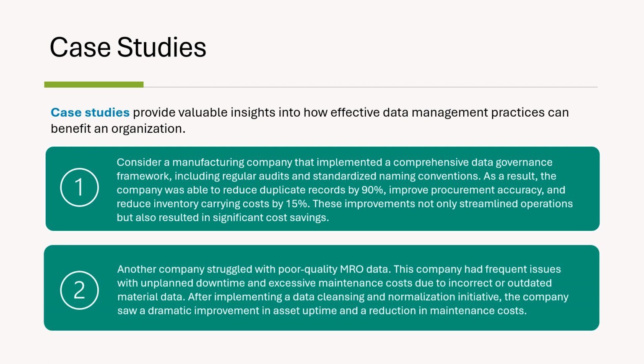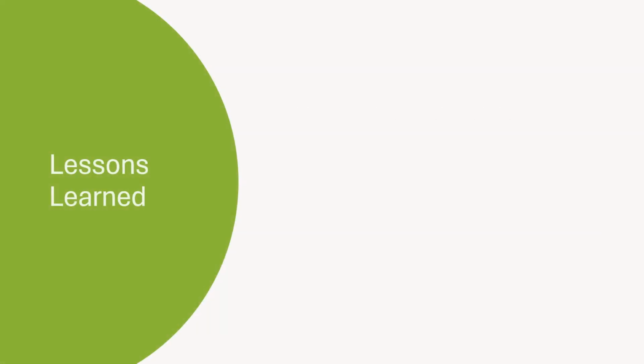Another example might involve a company that struggled with poor quality MRO data. This company had frequent issues with unplanned downtime and excessive maintenance costs due to incorrect or outdated material data. After implementing a data cleansing and normalization initiative, the company saw a dramatic improvement in asset uptime and a reduction in maintenance costs.